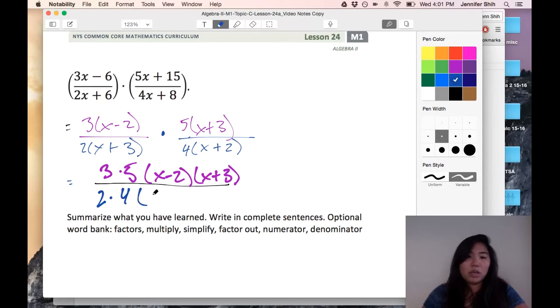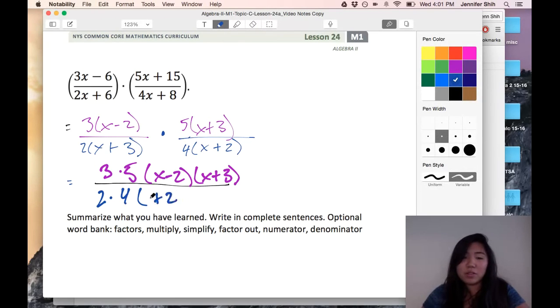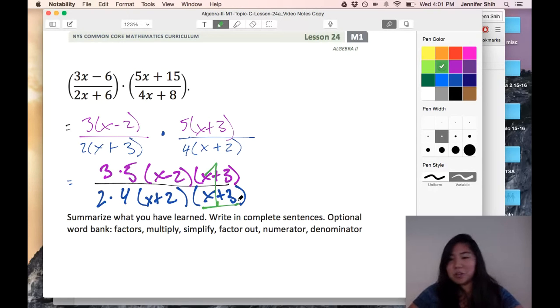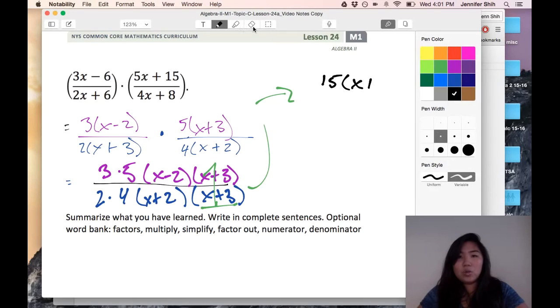2 times 4, x plus 3. Oops. I'm erasing this because I want to line up my x plus 3 if possible. So I'm going to write the other factor first. x plus 2 and x plus 3. Again, this is great because now I can just cancel out this x plus 3 over x plus 3. I'm looking at the numbers, and I can't cancel anything out here. So that leads me to just be able to rewrite it as 3 times 5, which is 15. And I'm left with an x minus 2 in the numerator over an 8 times x plus 2.